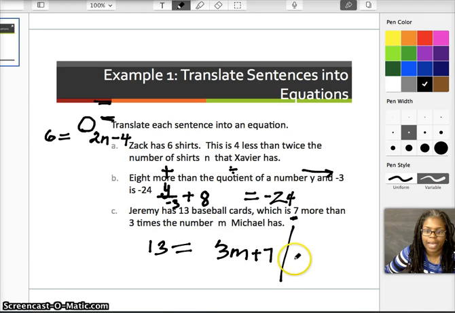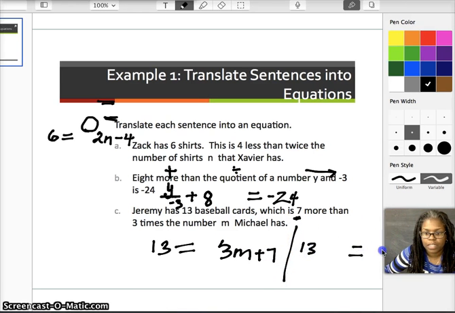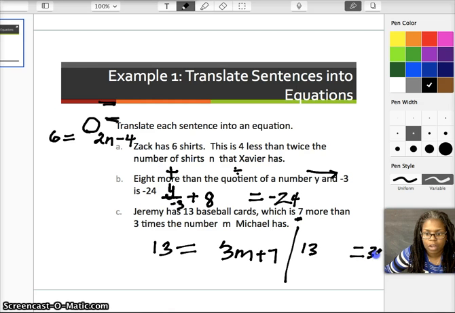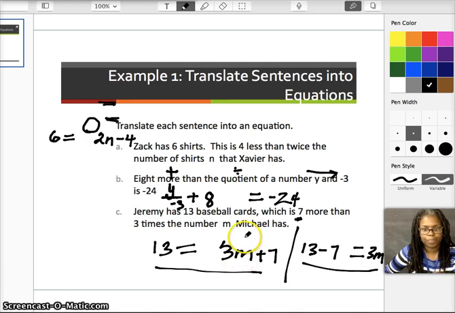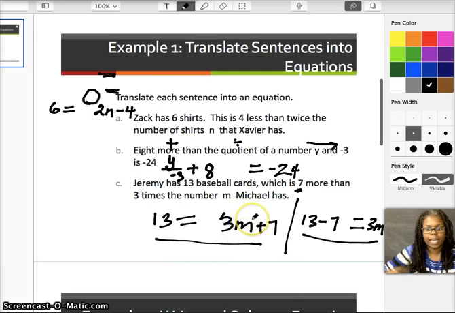I can do this another way. You might have realized that I could have made it equal a different way. Again, let me put the 3M here. We're comparing Jeremy's 13 and 3 times Michael's amount. Instead of adding 7 to Michael's amount, I could have subtracted 7 from Jeremy's amount. Both of these are satisfactory equations for this statement. Let's move down and take a look at another example.